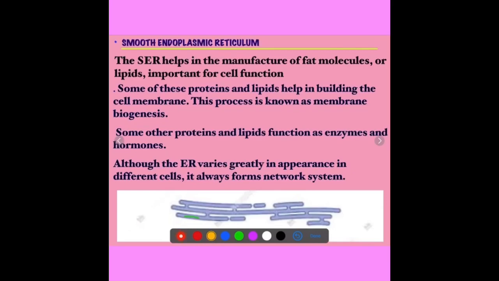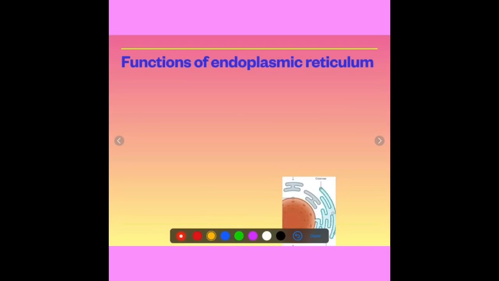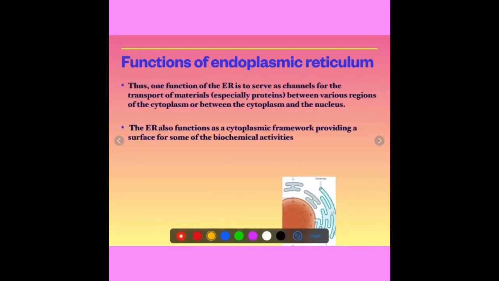What is the role of these proteins and lipids? The proteins usually function as enzymes. We'll see what are enzymes in our classes. And proteins and lipids also form hormones. Now, endoplasmic reticulum varies greatly in appearance in different cells, but it forms a network in all the cells. So, what are the functions? Let us recap the functions of endoplasmic reticulum.